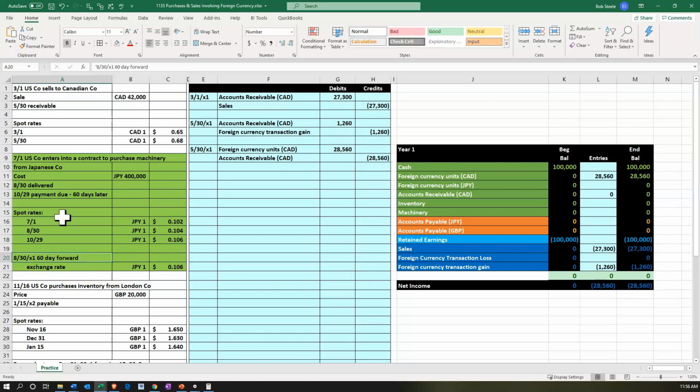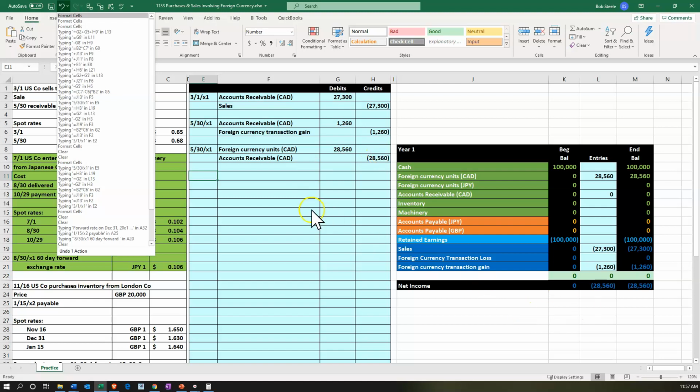And then we've got on 8/30 X1, 60-day forward exchange rate is going to be down below. And this is really just added data. I don't think we're going to be dealing with the forward exchange rate in this transaction, but we will be seeing it later. So oftentimes just note when you're doing, obviously, multiple choice questions, you've got to know the difference between a spot rate and when you use the spot rate and when you use the forward exchange rate. And so here we're typically using the spot rate.